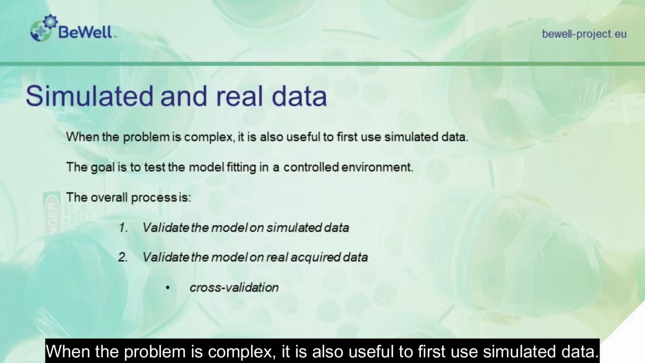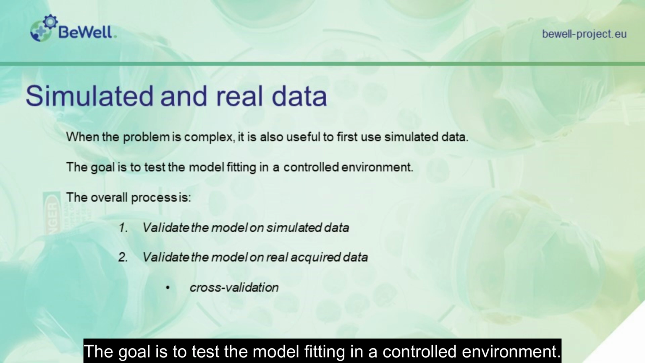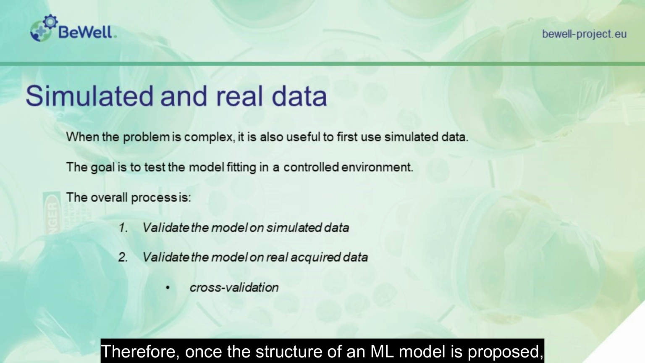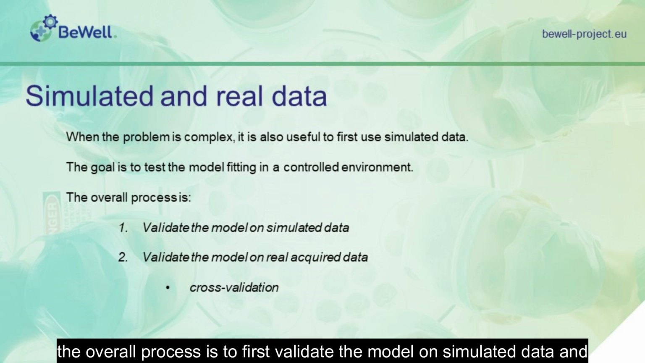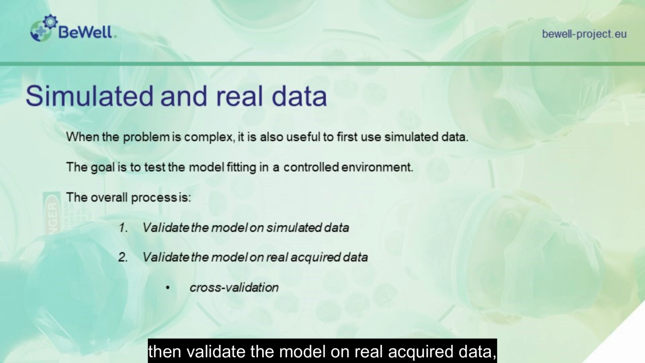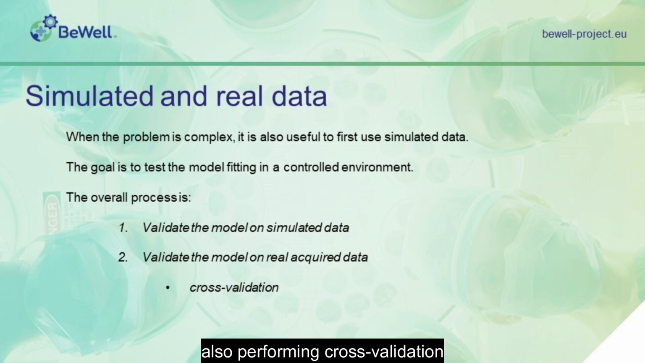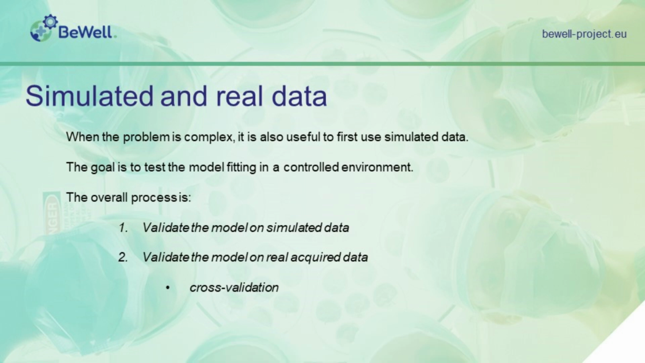When the problem is complex, it is also useful to first use simulated data. The goal is to test the model fitting in a controlled environment. Therefore, once the structure of an ML model is proposed, the overall process is to first validate the model on simulated data and then validate the model on real acquired data, also performing cross-validation.